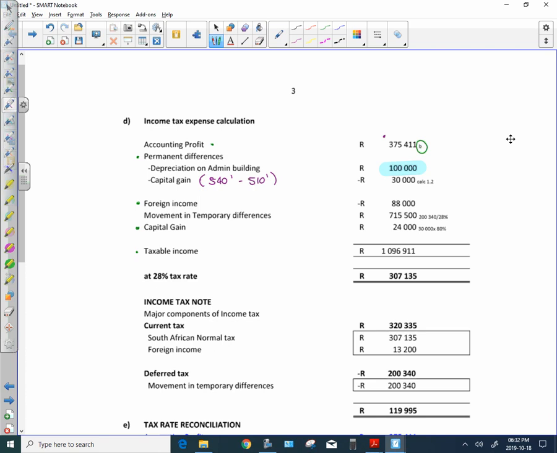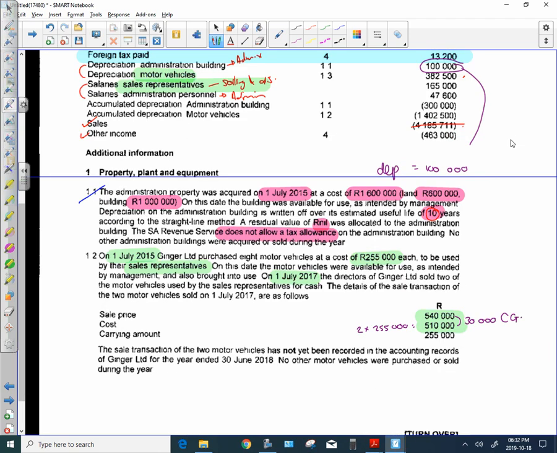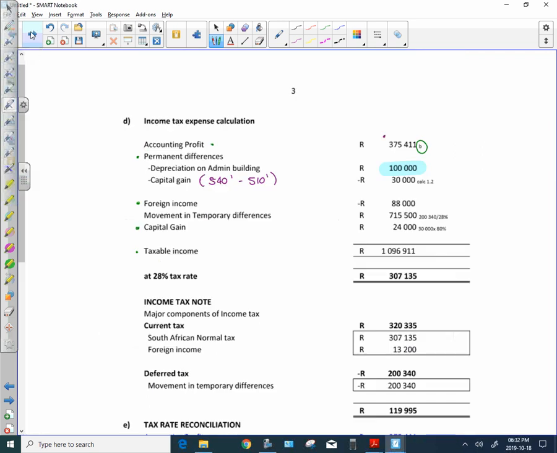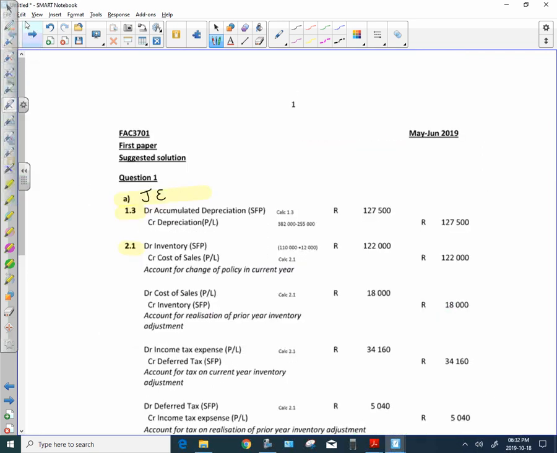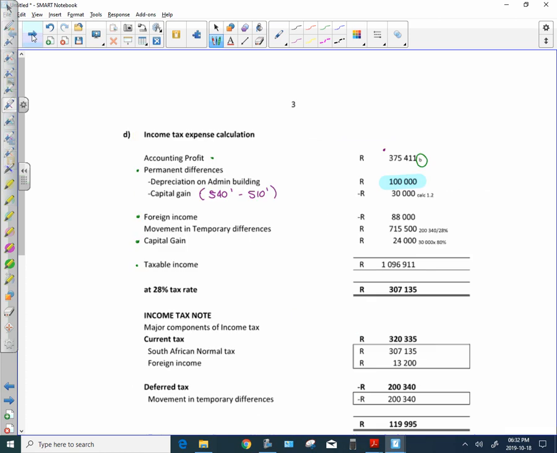We'll get to that in a second. They did ask me for journal entries for 1.2, did they not? They asked for 1.3. Okay, so they didn't ask me for those journal entries. I'm going to do the journal entries with you anyway, so you'll see just now. I just quickly want to deal with the capital portion of this.